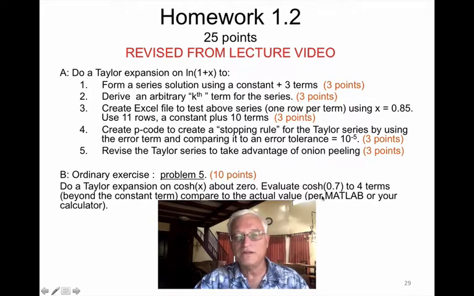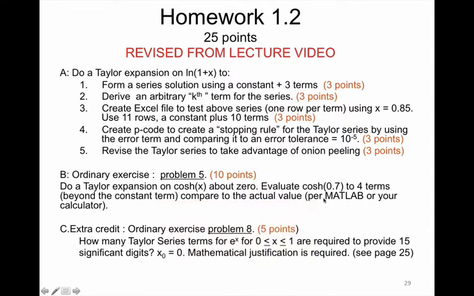Go back and look into either MATLAB or your calculator if it has hyperbolic cosines, or in Excel, and find out what these programs tell you that the hyperbolic cosine of 0.7 is, and compare that to your result and see how well it does. And finally, for extra credit, I want you to go back and look at the Taylor series for e to the x. It is on page 25 of your book.